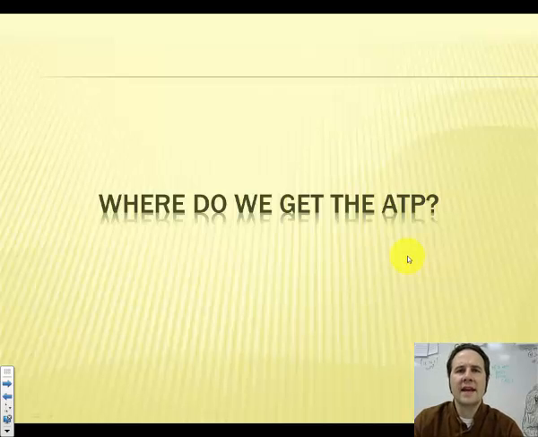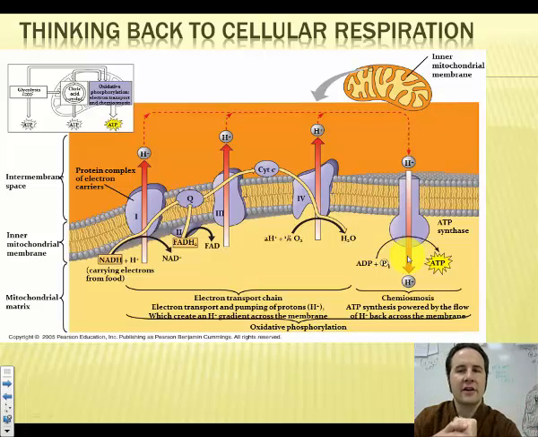So where do we get that ATP? Well, thinking back to cellular respiration, we had this wicked cool enzyme ATP synthase that was spinning around, and we had ADP turning into ATP. That spinning was occurring because we had a high concentration gradient of protons flowing from the intermembrane space into the matrix, and that was causing this to spin. The energy source here was NADH and FADH2. So we had active transport pumping protons into a high concentration, flowing back through diffusion, through ATP synthase, causing it to spin.